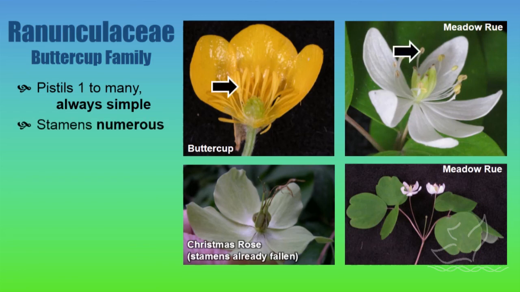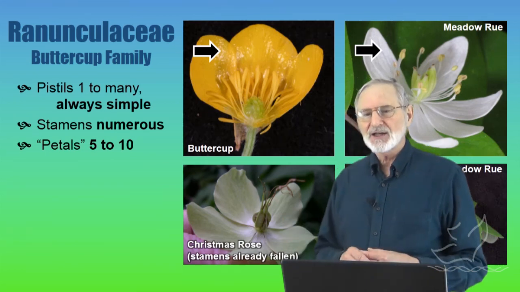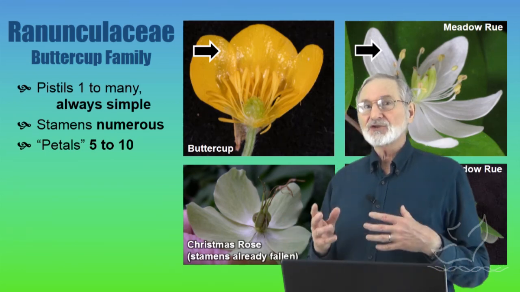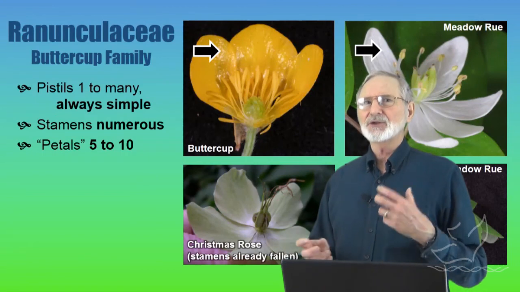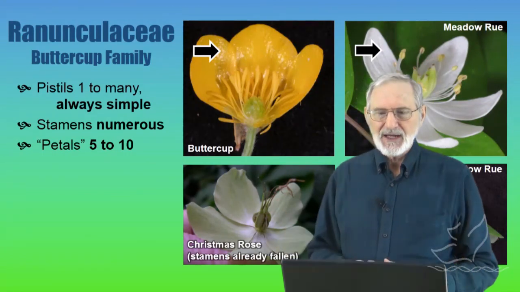Stamens are numerous, as you see in these examples. Now the petals are usually 5 to 10 in number, but not always just 5 or 10. They might sometimes be 6, 7, 8, whatever. I've got the term petals in quotes because some of the structures that look like petals are not necessarily petals. So that's why you have this variable number of so-called petals in the flowers.